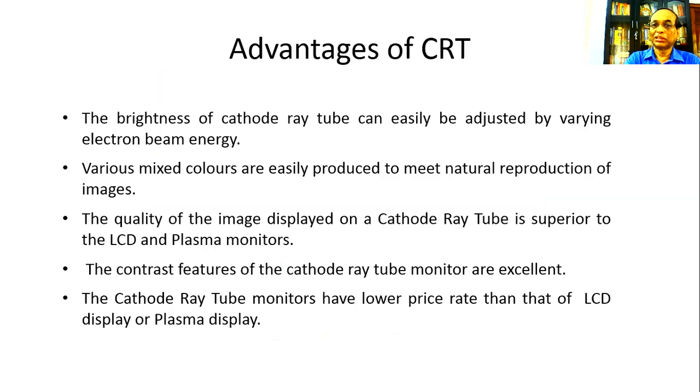Colors are mixed in certain proportion, and that will give us the natural reproduction. The quality of the image displayed on a cathode ray tube is superior to the LCD and plasma monitor because of the wide intensity range and very finely focused electron beam. This cathode ray tube monitor is in some ways better than the LCD and plasma monitors.